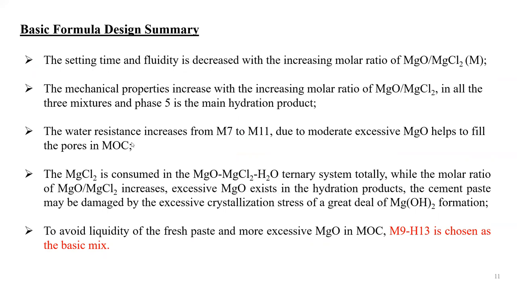Before I continue to talk on other effects, let me give you a summary. We can see the setting time and the flowability or fluidity decrease with the increasing molar ratio of M. The mechanical properties increase with the increasing molar ratio of M in all three mixes. And phase 5 is the main hydration product. The water resistance increases from M7 to M11 because a moderate excess of MgO helps to fill the pores in MOC, but too much makes it not stable. The MgCl2 is totally consumed in this ternary system as the molar ratio of M increases. Excessive MgO exists in the hydration product.